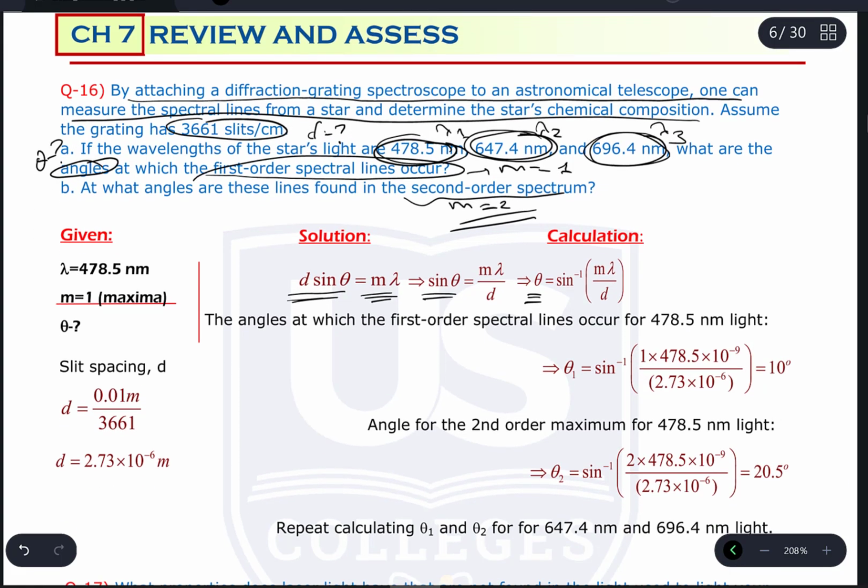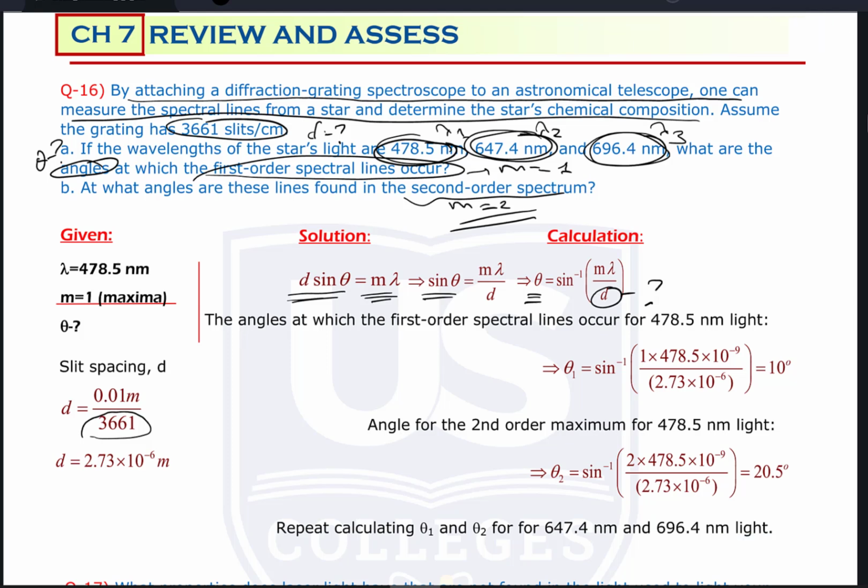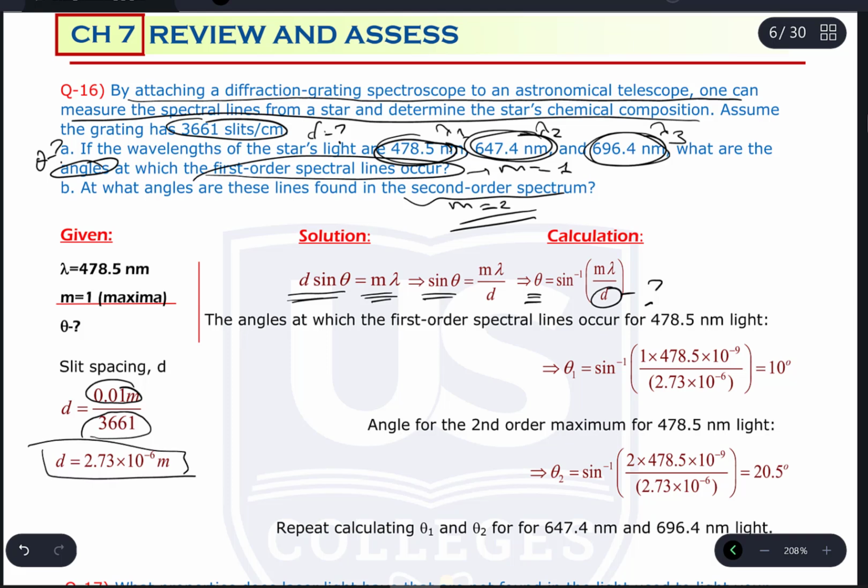So before that, I have to calculate what the D is. D is the slit spacing. According to the question, in 1 centimeter there are 3,661 slits. So the number of slits is 3,661 lines. And 1 centimeter, of course, we should use an SI unit, not centimeter. 1 centimeter is equal to 0.01 meter. So when we divide them, we will get the slit spacing, which is 2.73 times 10 to the power negative 6 meter.